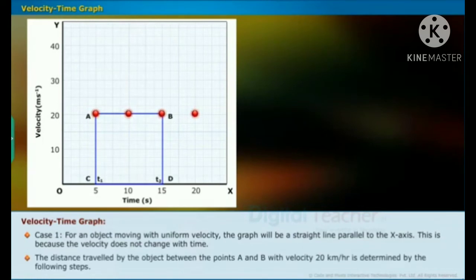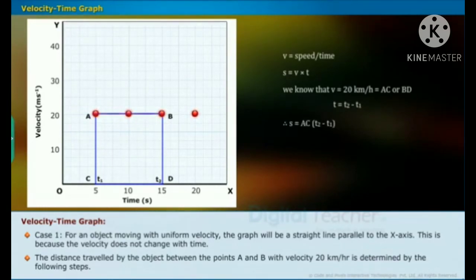The distance traveled by the object between the points A and B with velocity 20 km per hour is determined by the following steps. We know that velocity is the ratio between speed and time. So, speed equals velocity into time. Here, V equals 20 km per hour equals AC or BD. T equals T2 minus T1. Therefore, S equals AC into T2 minus T1, which equals AC into CD. S is equal to the area of the rectangle ABCD.